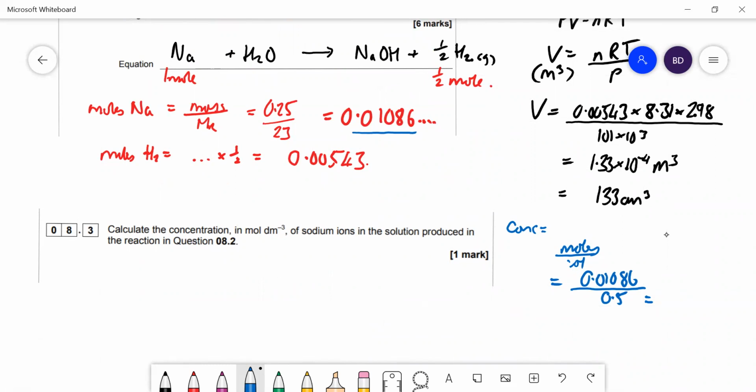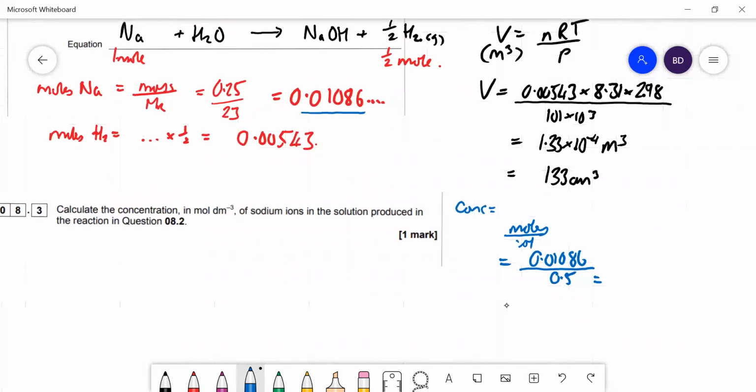So that's going to be the answer there: 0.0217 to 3 sig figs mole per decimeter cubed. That's question 8.